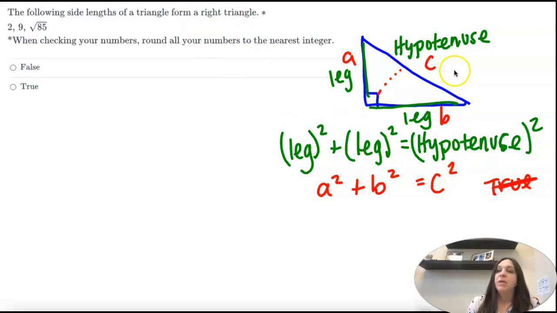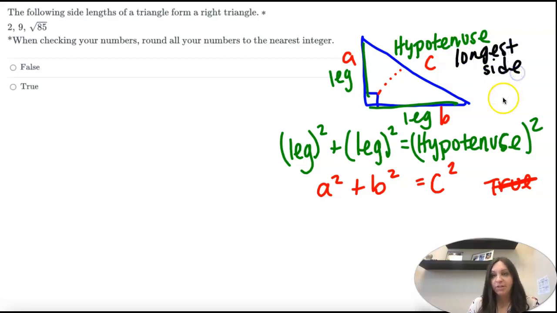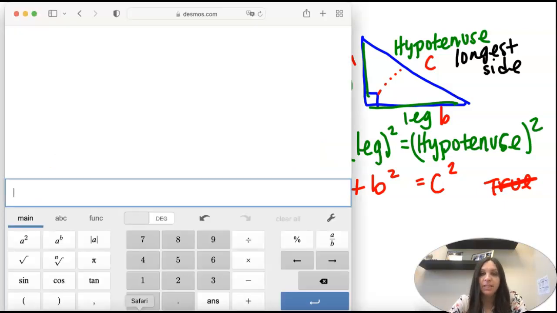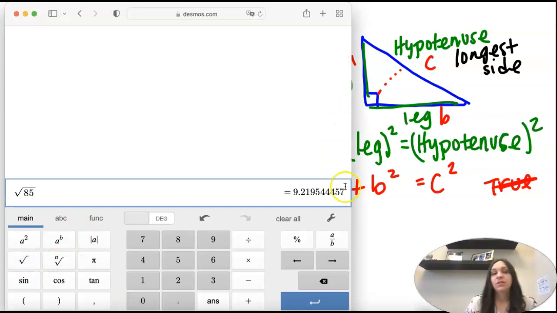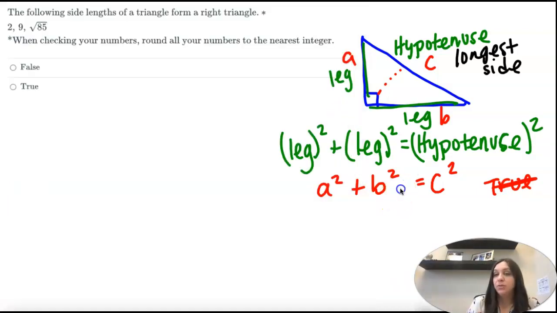The other thing we need to know is the hypotenuse, or C, is always the longest side, every time. So we have 2, 9, and the square root of 85. Which one's the longest? If you don't know your square roots, use a calculator. Square root of 85 is 9.2. So that is our C value, and the other ones are A and B.